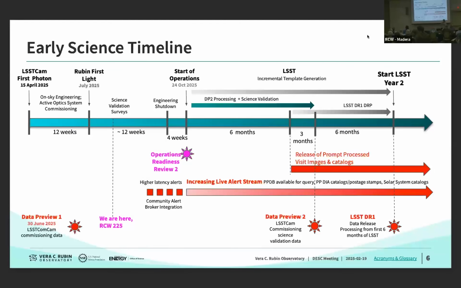This is our timeline at the moment. We're roughly here at the community workshop. We're about a month into the science validation surveys. We had first light back in July. We're a month in, and that's roughly a total period of about 12 weeks.